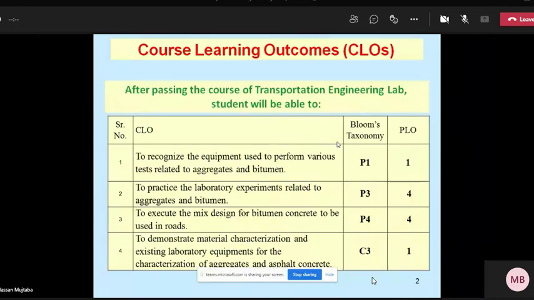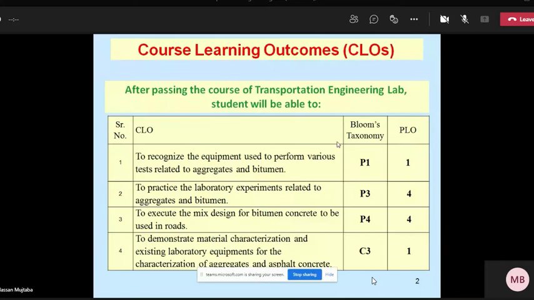road construction. So the second one is the bitumen or asphalt. Bitumen or asphalt is used as the binder. Like in concrete you are using cement as the binder, the same is the case for bitumen and asphalt. You are using the binder in the case of road construction.